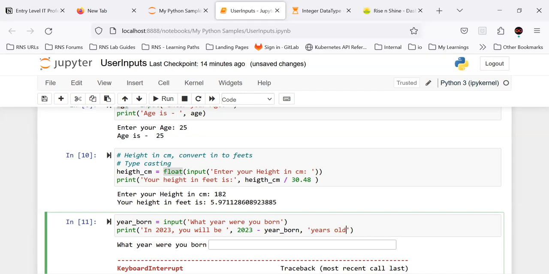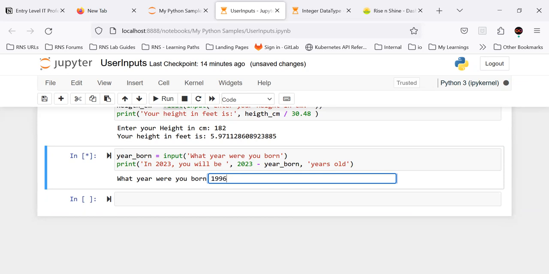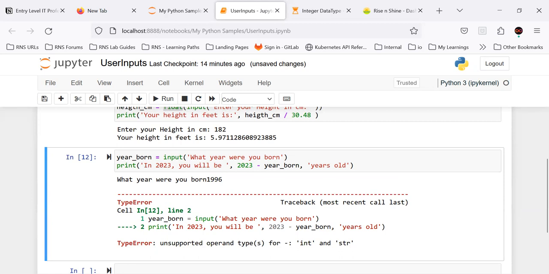So now if I run this program, it asks which year you were born. Okay, let's take 1996. Then if I enter it, again here also there is a problem. What is the problem? Unsupported operand type for integer and string. Here we have given an integer, but the year born variable is a string. What do we need to do now? Can you give me the answer in the chat window? Here it is expecting an integer, but actually this input function is returning a string.